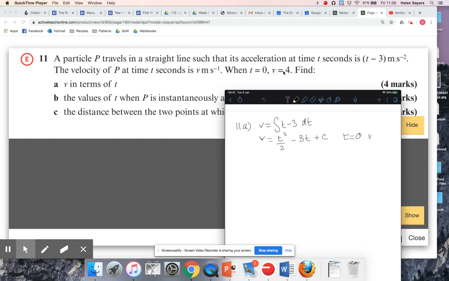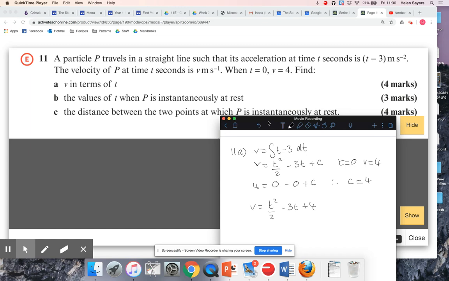Let's make a note of that. So if I sub that in, so 4 is 0 squared over 2 minus 3 times 0 plus c. So c is 4. So velocity is t squared over 2 minus 3t plus 4. Okay, right there, and there's my answer for A. So that's v in terms of t.